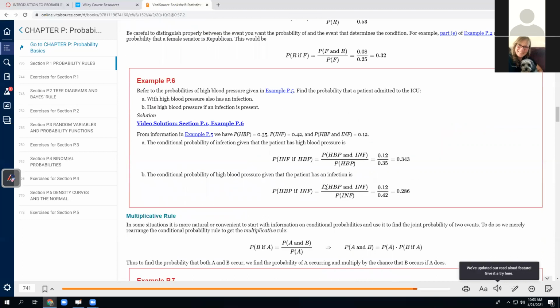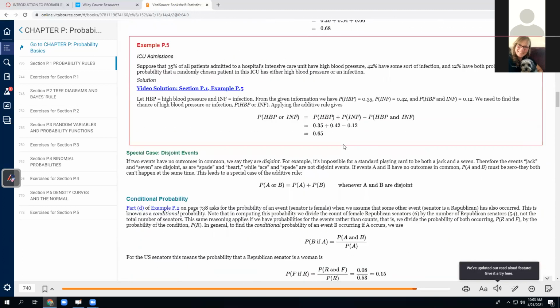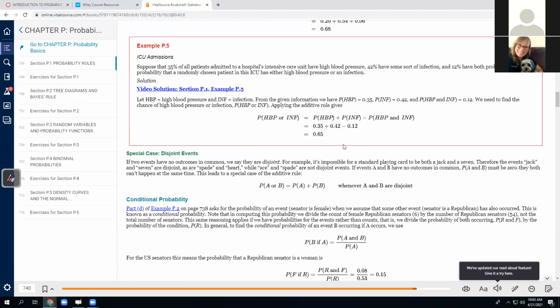Yeah, so this is what we're going to work on today. Okay. All right, so I guess I can work on this example. Did they give me information? Yeah. Back in the previous example, where's that one? P5 here.